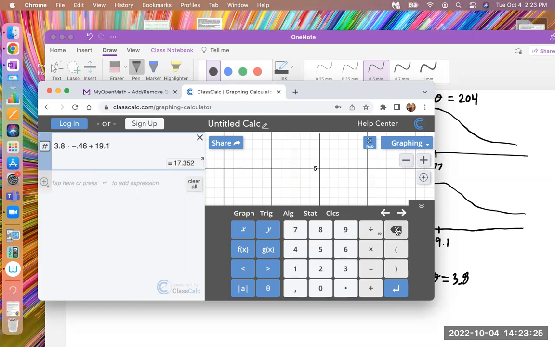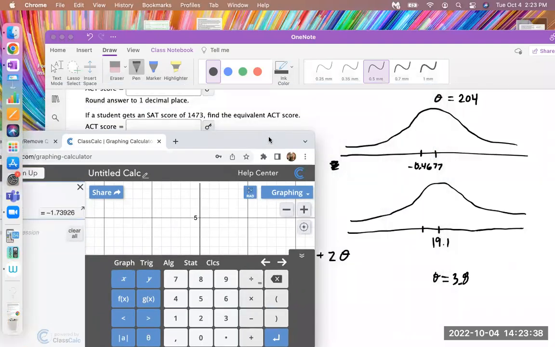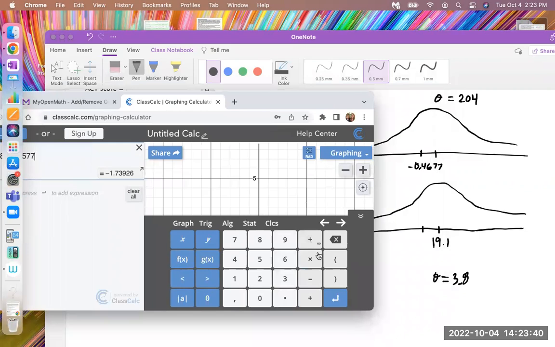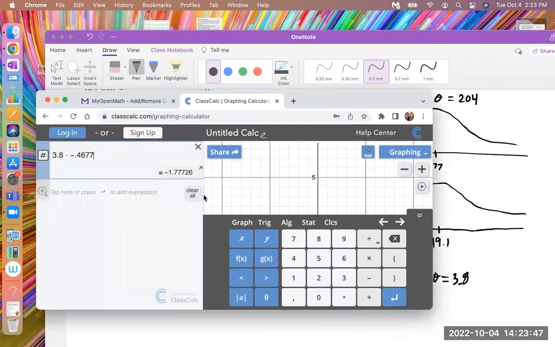I think you have to press enter because it's going to follow order of operations. So 3.8 times negative 0.4677, sorry. That was the z-score we got from above. And then let me just press enter there.